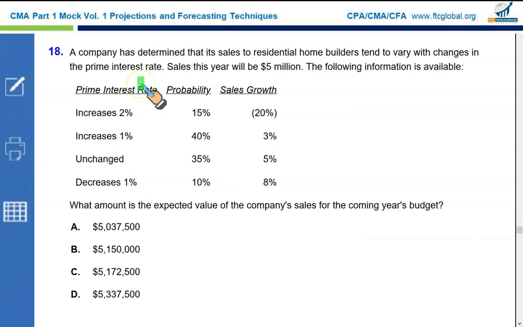A company has determined that its sales to residential home builders tend to vary with the changes in the prime interest rate. The prime interest rate is a rate offered by the banker to its most trusted customers, borrowers. Sales this year will be $5 million. The following information is available.